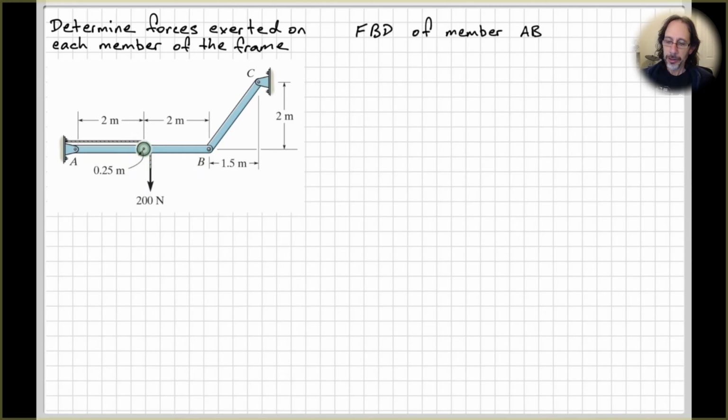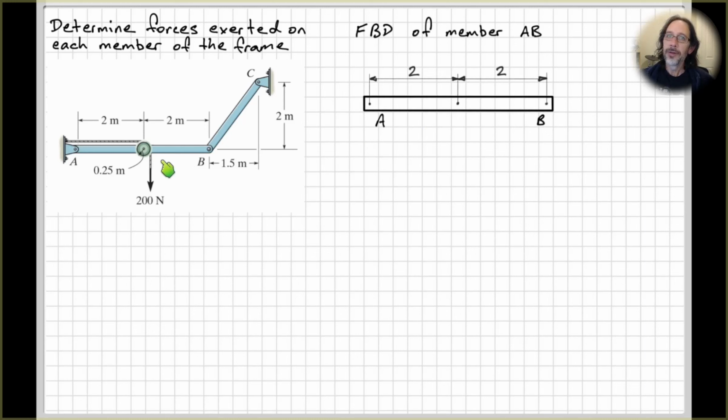Starting with a free body diagram of the member AB, looking at this force here, we can see the force doesn't actually get applied directly to this member AB. We've got a pulley in between the force here and that member. So we need to do something about that. One way to do that is to draw a free body diagram of the pulley first, and then consider what's going on with that.